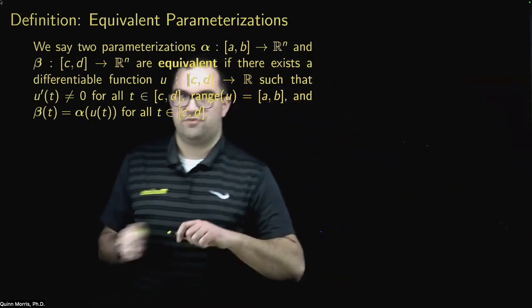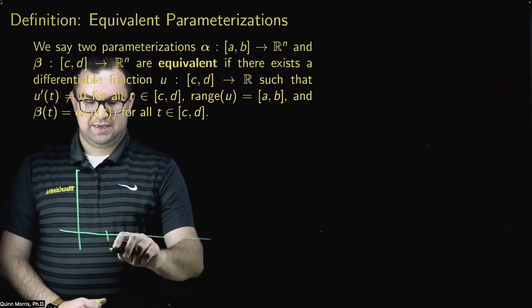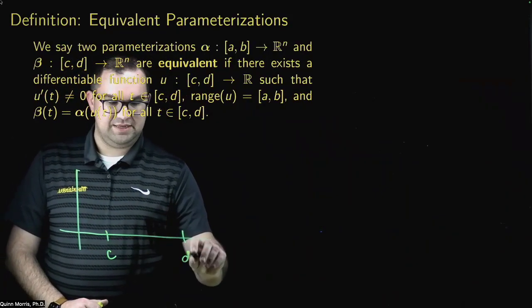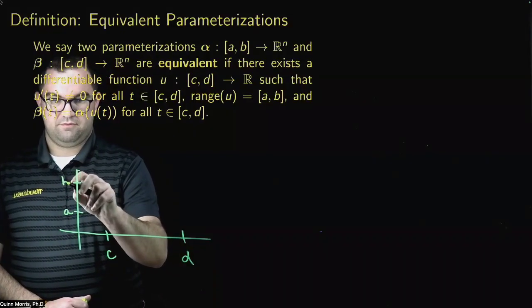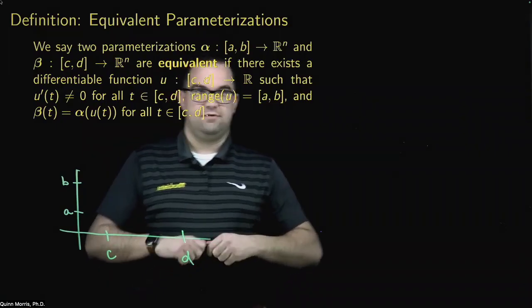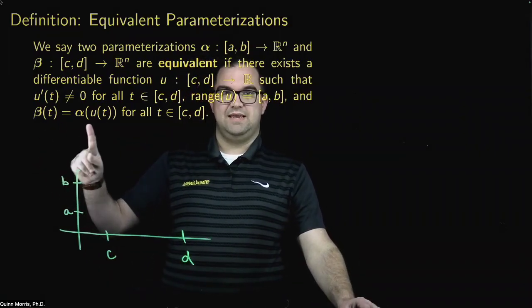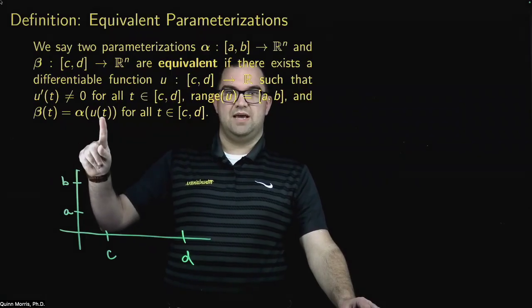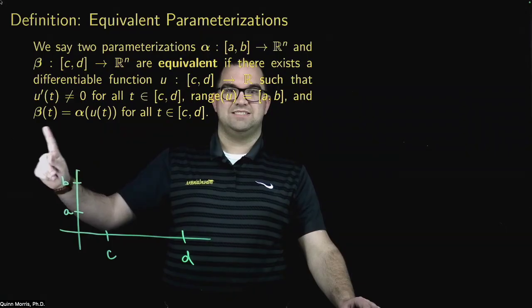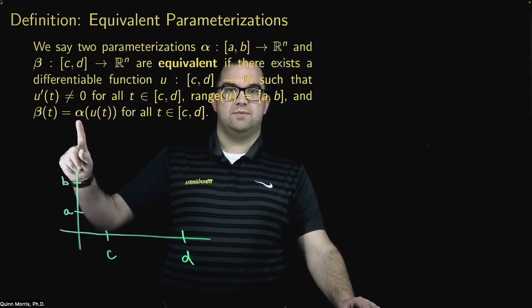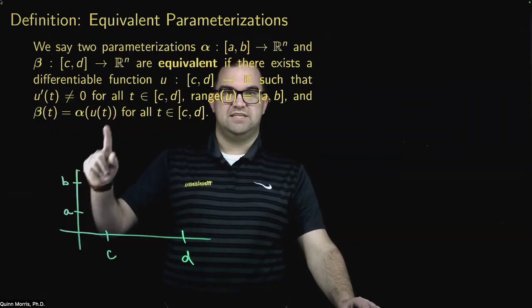So as we think about this function u, this function u is taking inputs in the interval CD, and it's spitting out values between A and B. Because beta takes inputs between C and D. This u function is going to tell you, when the parameterization beta is at C, what value is the parameterization alpha at? It's at u of t.